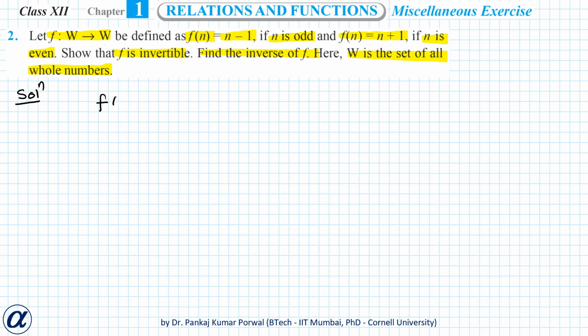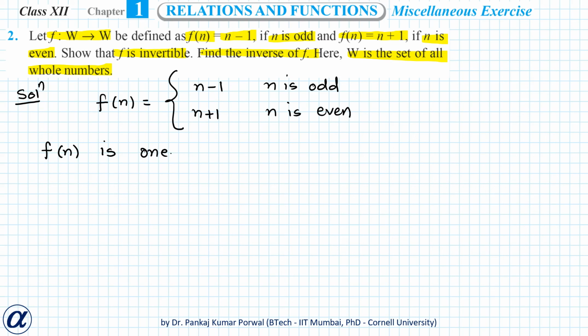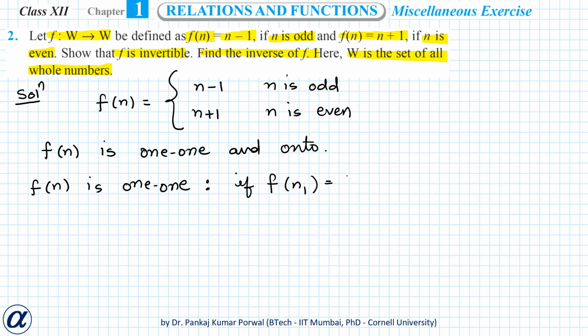So our f(n) is given as n minus 1 if n is odd and n plus 1 when n is even. To show that f is invertible, we need to show that f(n) is both one-one and onto. To show that f(n) is one-one, we need to show that if f(n1) is equal to f(n2), then this implies that n1 is equal to n2.